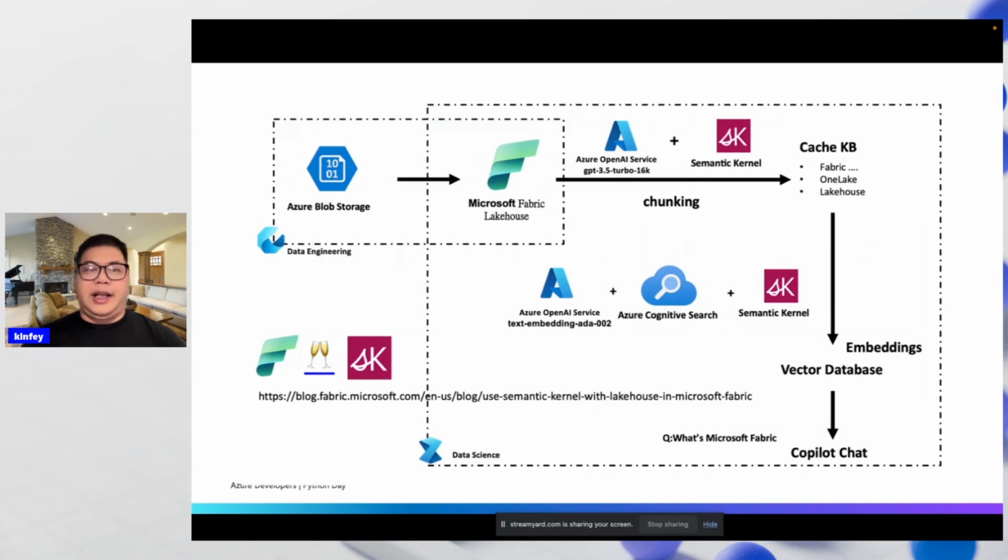So I created the solutions here. If you are a data engineer, you can combine your unstructured data or structured data together in Microsoft Fabric. If you are a data scientist, you can use the Lakehouse to import the Fabric Lakehouse data and embed it into a vector database. Here I choose Azure Cognitive Search as my vector database and use Azure OpenAI service and Semantic Kernel to finish the jobs. Let's see how to do this.